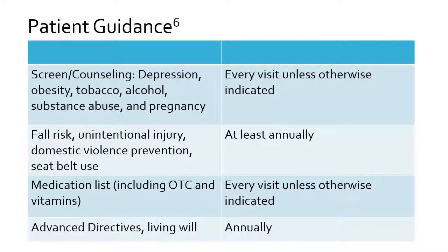During the adult wellness visit, we need to screen and provide counseling as well as anticipatory guidance on aging. So we should screen for depression, obesity, tobacco, alcohol, substance abuse, pregnancy. We should screen for fall risk, injury, domestic violence, seatbelt use. And we need to review the medications, and then we need to discuss advanced directives with each patient.